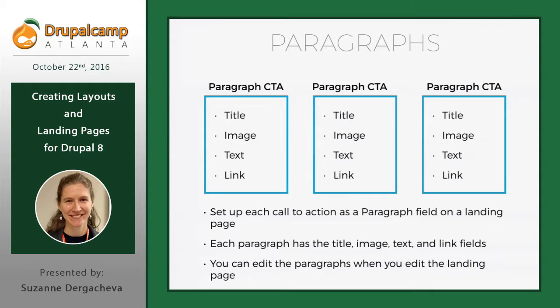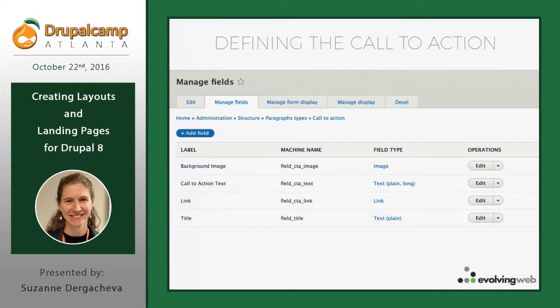So for standard calls to action, something more simple, you could have each one with a title, an image, text, and a link. And you define it something like this. So in terms of Drupal, it just feels like a mini content type that you're creating. How many of you have used paragraphs before? A few people? Yeah, so it's something really interesting to try out. There are lots of different use cases for it. Landing pages are just one of them. It's something you can try out for your next project.